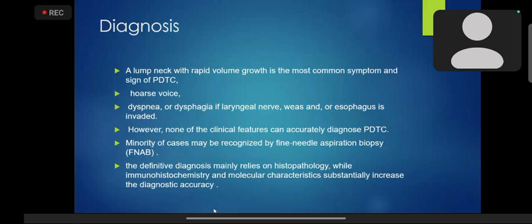Diagnosis: a lump in the neck with rapid increase in size is the most common symptom and sign of poorly differentiated thyroid cancer. There are also symptoms like hoarseness of voice, dyspnea and dysphagia, but these do not allow accurate diagnosis. For accurate diagnosis, we need a tissue biopsy. FNAC is also not very sensitive for diagnosing. Definitive diagnosis is made by histopathology, IHC, and molecular characteristics.